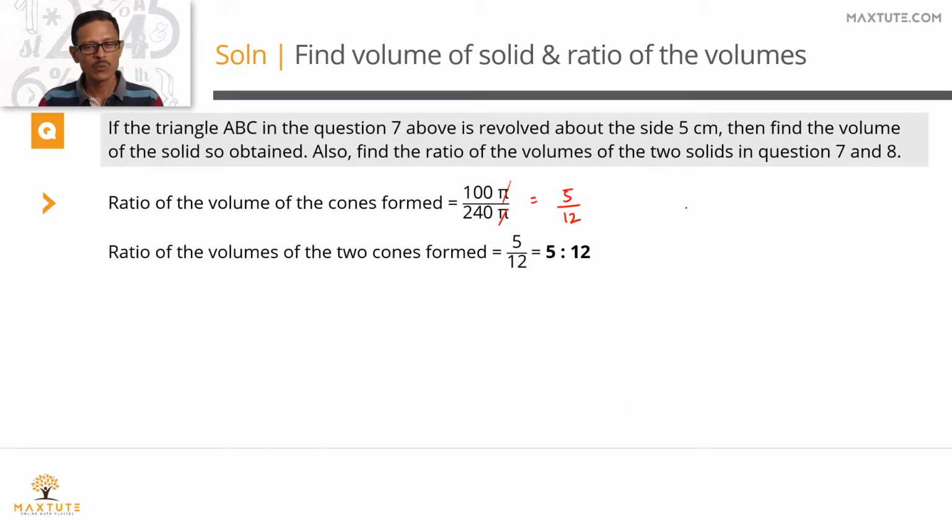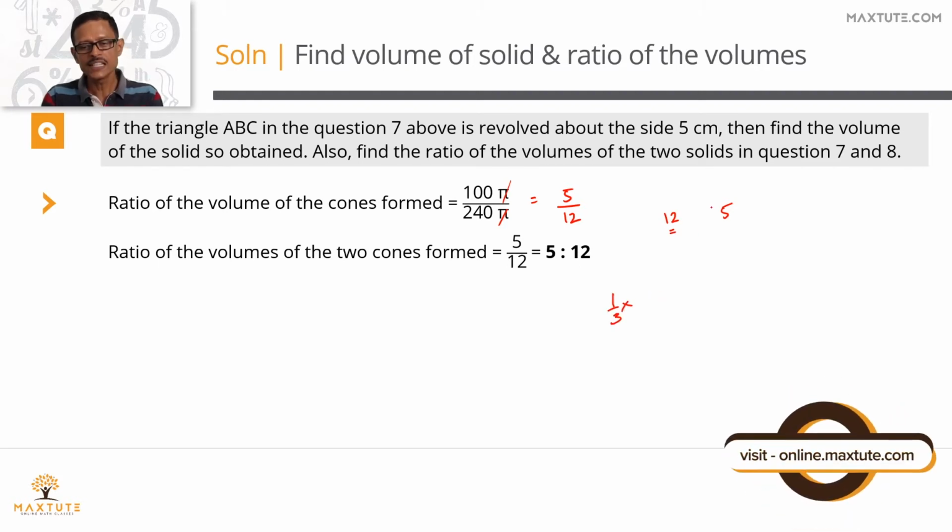Before we close, what was the side about which we revolved it in the first case? There we revolved it about 12. In the second case, we revolved it about 5. What is the ratio of the volumes? It's 5:12. So it's a swapped version, right? So in this case, if the side about which you're revolving is 12:5, the ratio of the volumes will be 5:12. Is it a coincidence? No. For the simple reason, in this case, 12 becomes the height. So the volume would have been 1 by 3 into the other perpendicular side, 5 squared times 12 into pi. Keep the pi also here. So this is the volume of the first cone.